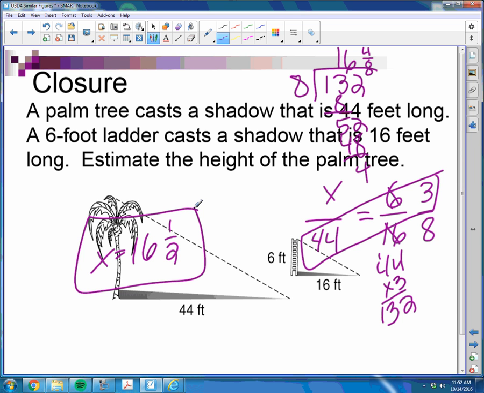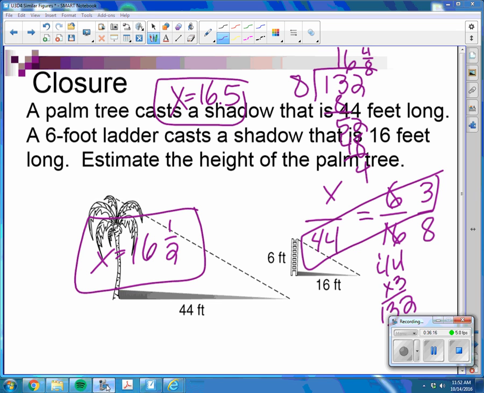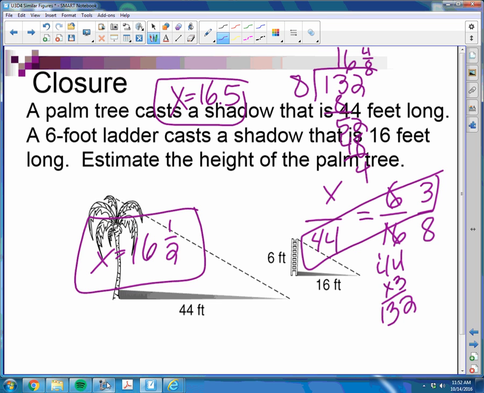If it ends in a terminating decimal, do you have to convert it into fractions? No. Very good question. If you were to tell me x equals 16.5, I'm good with that. Okay? And the estimate thing threw it off a little bit. So here's what we got. Yes? Can you show how you did it on the board with the times 5.5?